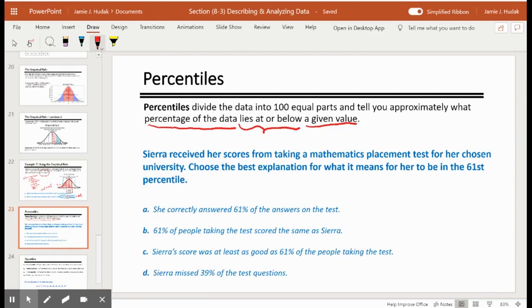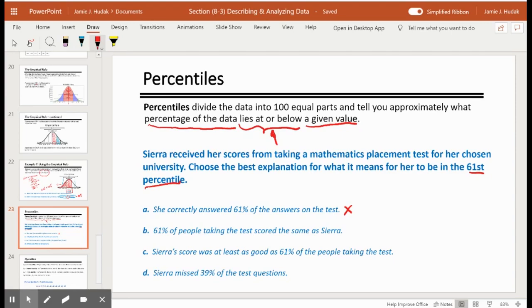We see that we have a sample multiple choice problem displayed here. It states Sierra received her scores from taking a mathematics placement test for her chosen university. Choose the best explanation for what it means for her to be in the 61st percentile. A, she correctly answered 61% of the answers on the test. No, that's just her grade, if that were the case. We're saying, what does it mean for her to be in the 61st percentile? If we go back to the definition, lies at or below.